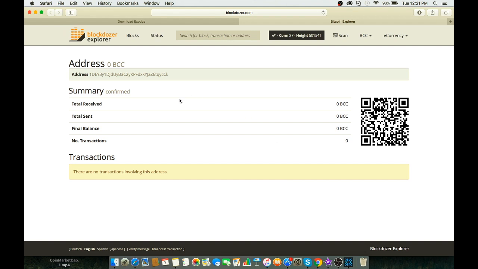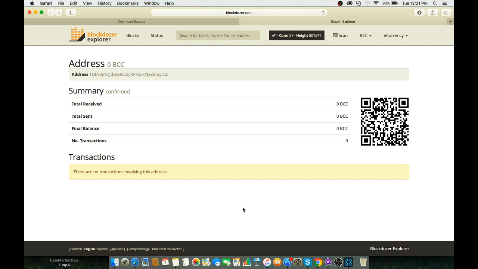When you're able to view it on the blockchain right here, you're able to see the total that's received in the past, the total that's been sent, your final balance, your current balance, and then number of transactions as well. So when you're sending Bitcoin Cash to yourself or somebody else is sending it to you, to this address right here, it's going to show the transactions below. It's going to show the ones that have occurred already, and it's going to show the ones that are unconfirmed and pending. So if you're waiting to see if you sent it to the right address, this will show you here.